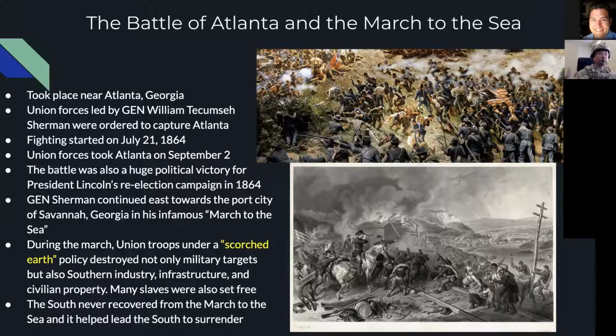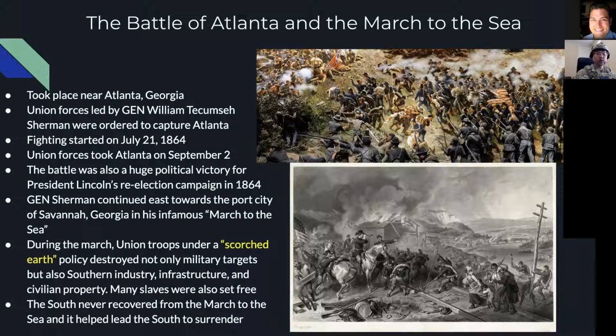Now, if you remember the geography of the South, they didn't have that many ports in the South, so they had to keep and hold on to the ones that they had. And if they lost one of these ports, like Savannah, Georgia, or Charleston, South Carolina, that would be a major blow again to the supply train of the South.